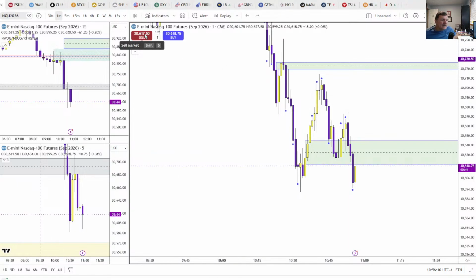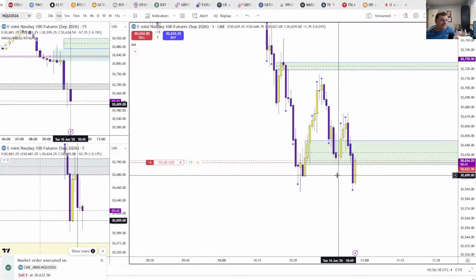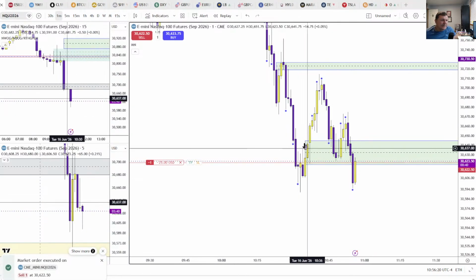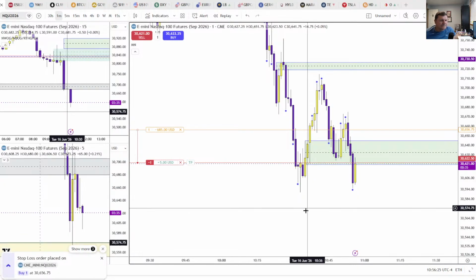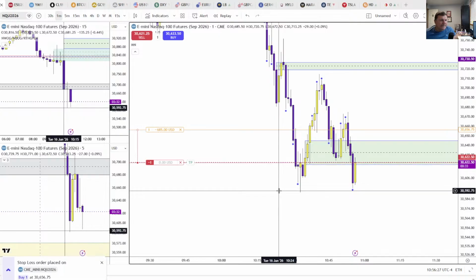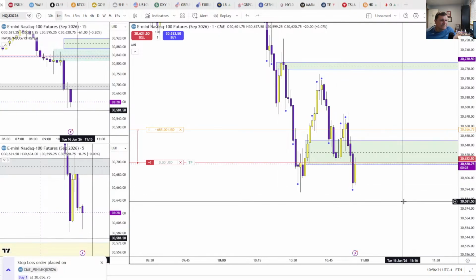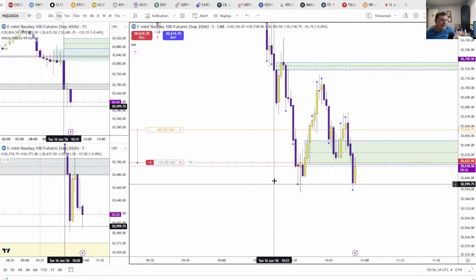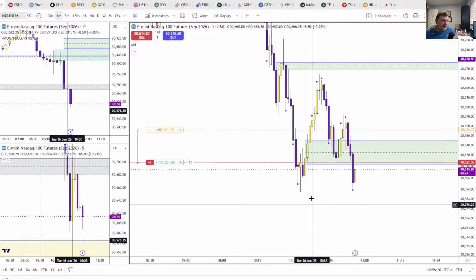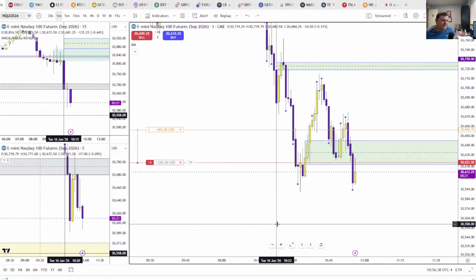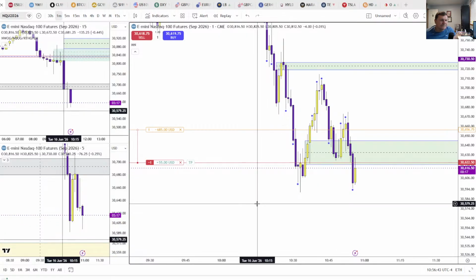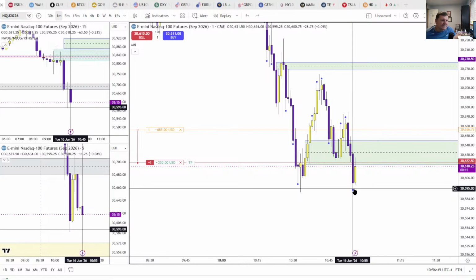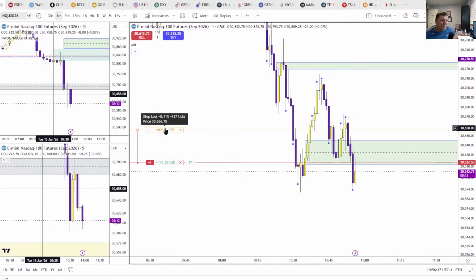Let's see it run back into here. I like this level now. If it's clean enough, this should hold and send it lower. As soon as it takes out this low, move to break even.